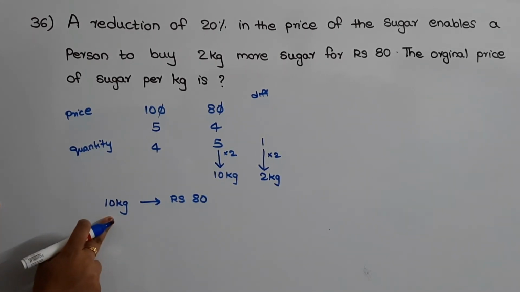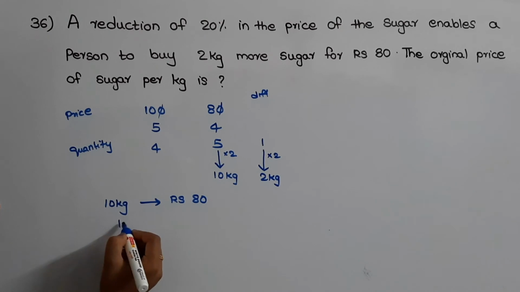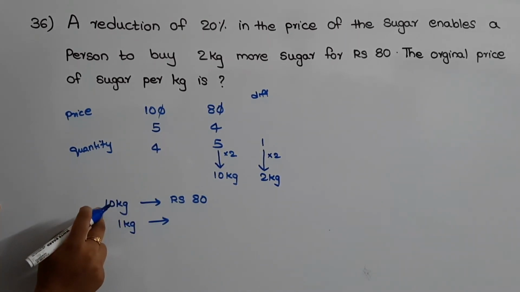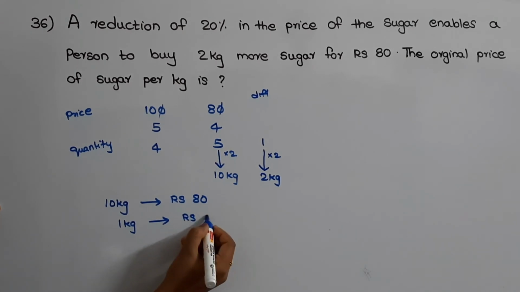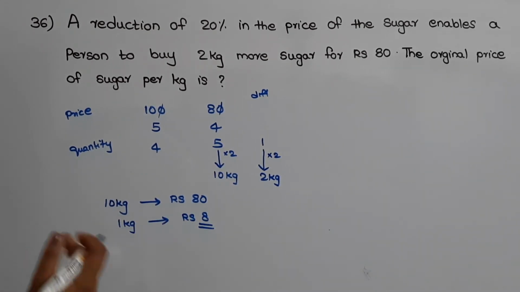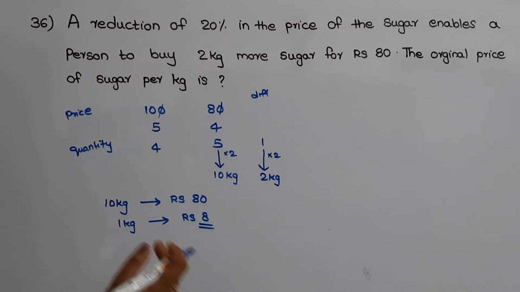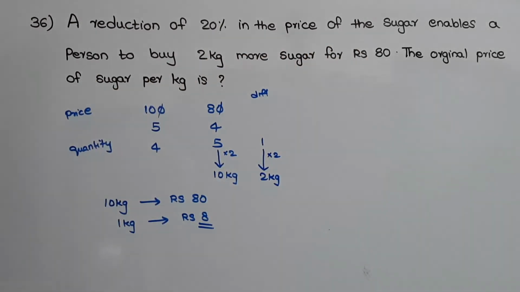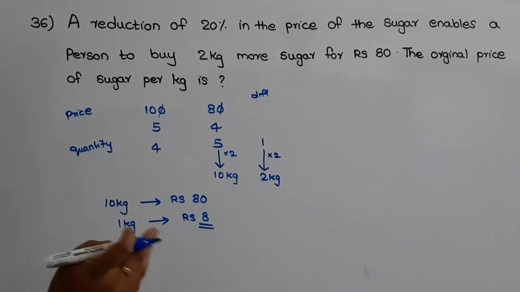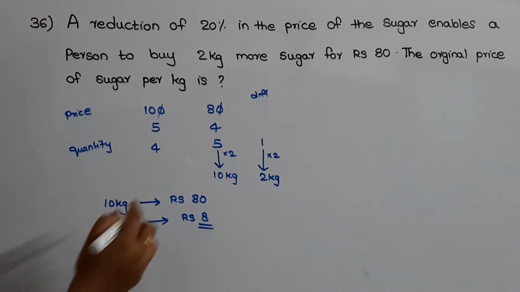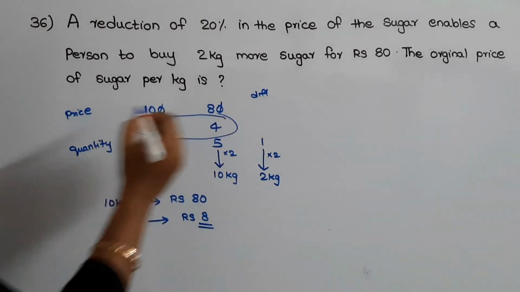So if 10 kg costs rupees 80, what will be the cost for 1 kg? That will be equal to 80 divided by 10, that is equal to rupees 8. So this is the price of the sugar per kg in the second case, but we need to find out the original price of the sugar per kg, which means we need to find out the price of the sugar in the first case.